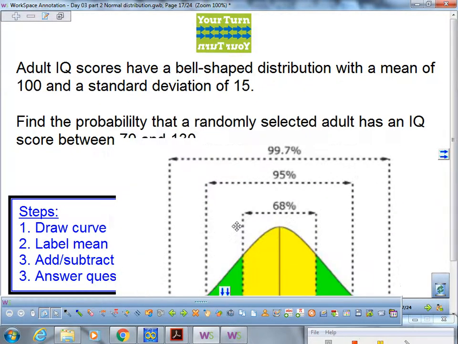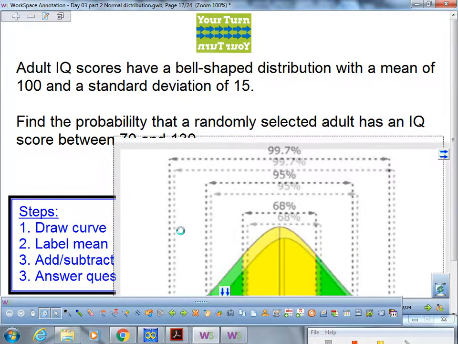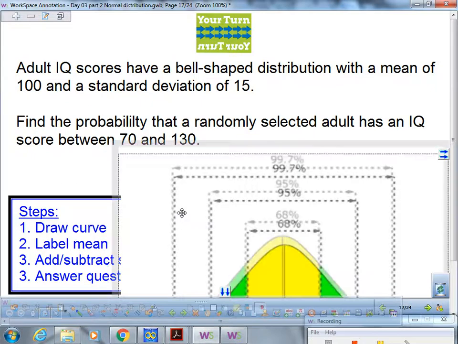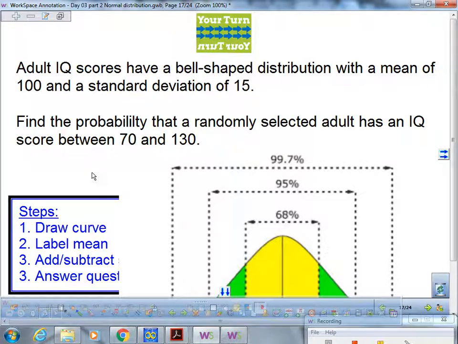Your second step, come on, it's been really weird with me today. All right, my second step is to label the mean. When you have problems like this, it'll tell you what the mean is.